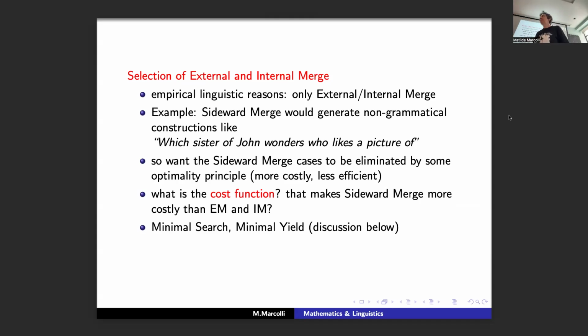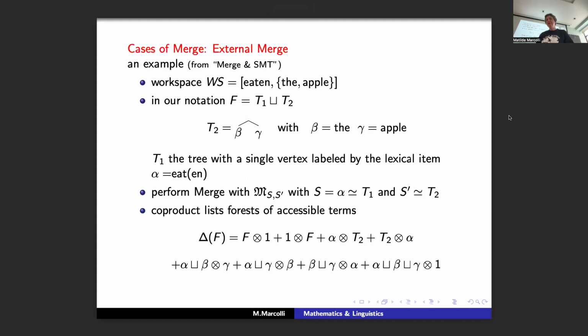Yes. This cost function, is it just a more mathematical version of some possibilities? So I'll tell you in a moment exactly how one can define that. So we'll see. But let me first just explain an example.